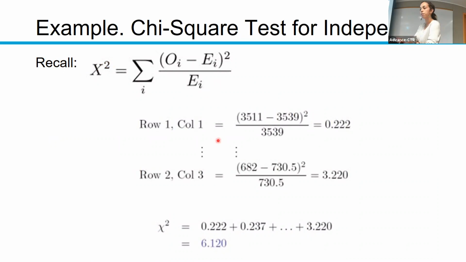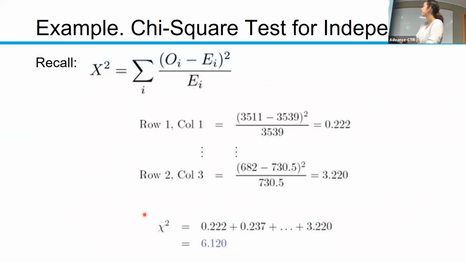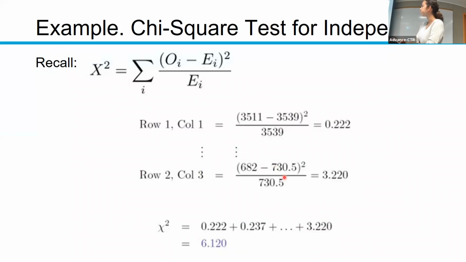We didn't write all of them down, but the first of these terms is going to be 3,511, which is the observed count, minus the expected count, which is 3,539 squared, divided by the expected count for that cell. And then you go all the way to the last row and column, and you end up doing the same thing. So it's 682 minus 730.5.